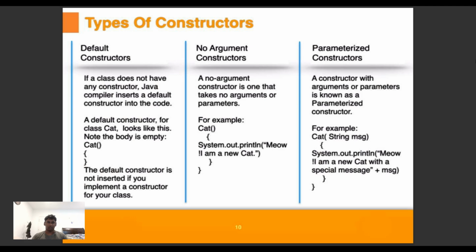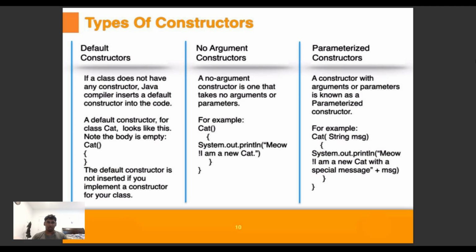Types of constructors. So there are three basic types of constructors: default constructors, no argument constructors, and parameterized constructors. Default constructors. If a class does not have any constructor, Java compiler inserts a default constructor into the code. A default constructor for class Cat looks like this. And please note that the body of the constructor is empty. The default constructor is not inserted if you implement a constructor for your class.